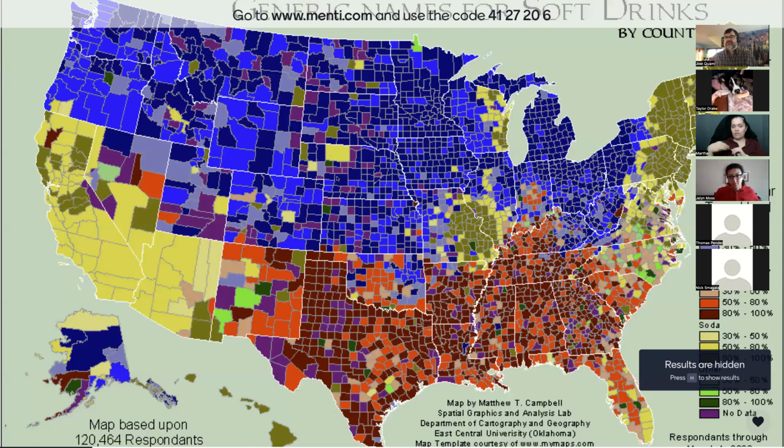That you see, of course, is the blue. And the darker the blue, the higher the percentage of people in that county who are saying pop. But then we're still left with the red shades. And the red shades are where people say Coke. I find this one a bit weird.